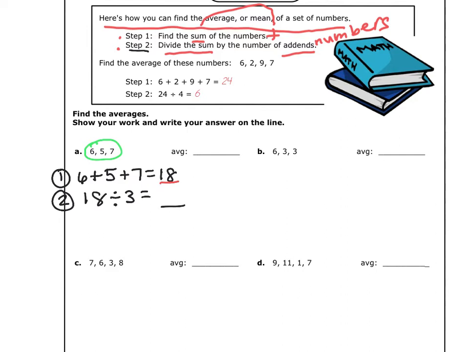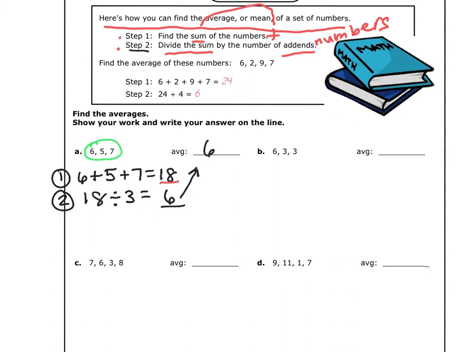Okay? What is 18 divided by 3? You can use your chart, or you might know that one. See if you can get it written down. Did you get 6? Okay, so 6 then, I take that number and I write it up here, because those three numbers, 6, 5, and 7, if I average them, the average would be 6, okay?